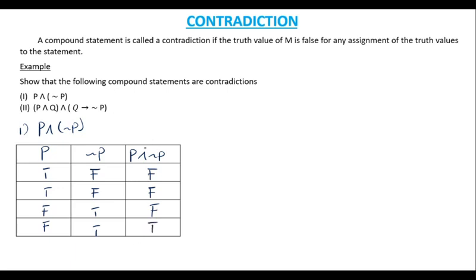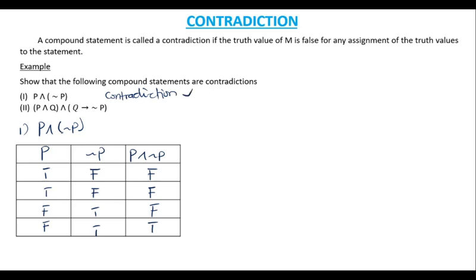Now, can we see that all the truth values for P and negation of P are false? Yes. Because they are all false, we can say that P and negation of P is a contradiction and not a tautology. So this indeed is a contradiction.